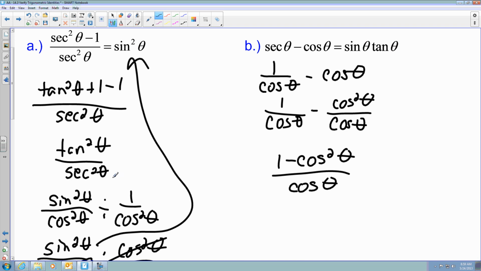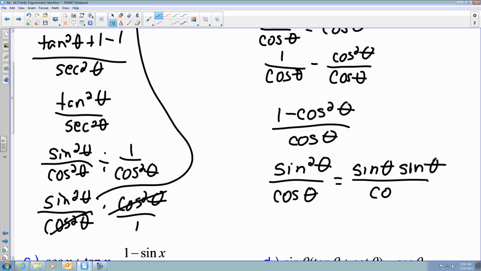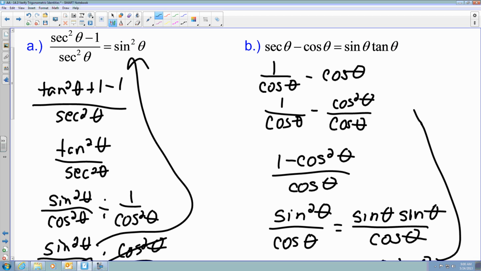And from the notes, 1 minus cosine squared theta will end up being sine squared theta over cosine theta. And I can rewrite this top numerator as sine theta multiplied by sine theta over cosine theta. I know that sine over cosine is going to give me tangent, so I can rewrite this now as sine theta multiplied by tangent theta, which happens to be the other side of the equal sign. Okay?